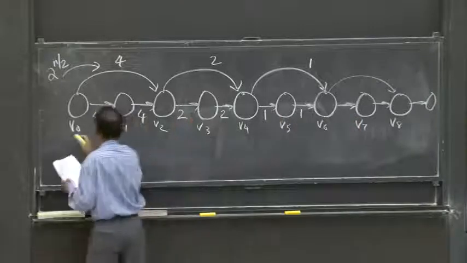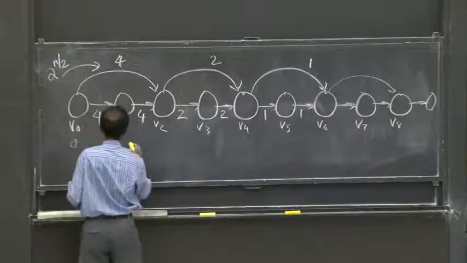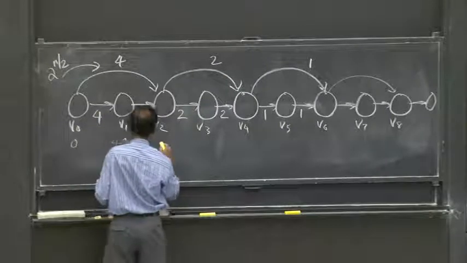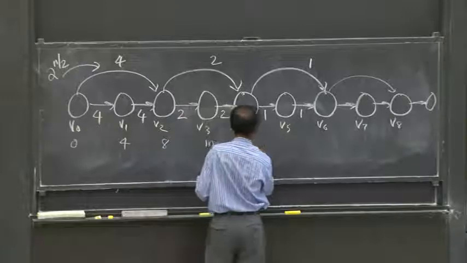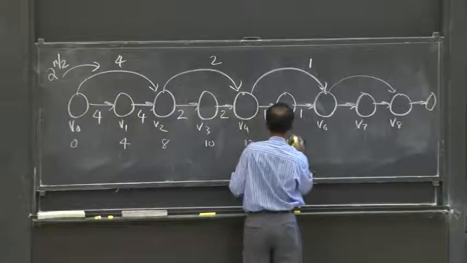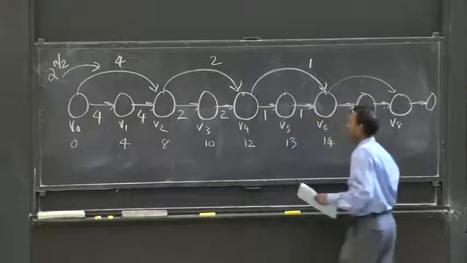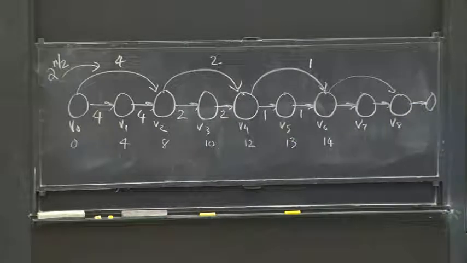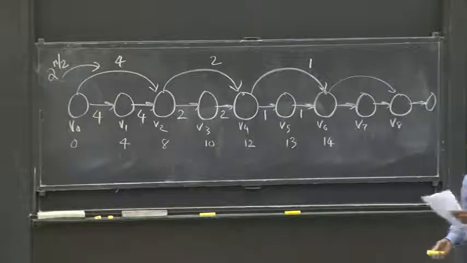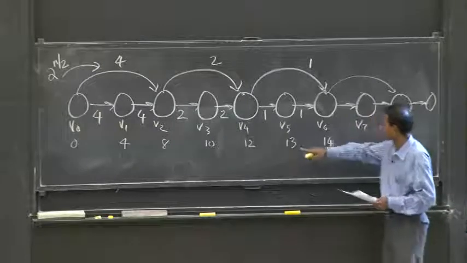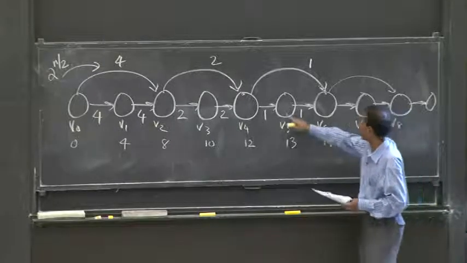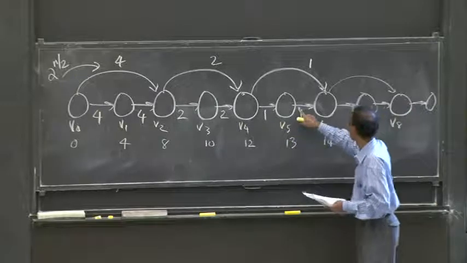And I get, this starts with a 0, and this is a 4, because I get there with 4. This one is 8, and this is 10, and this is 12, 13, 14, okay? And that's the initial pass. That's the selection. What ends up happening is that you could now relax this.